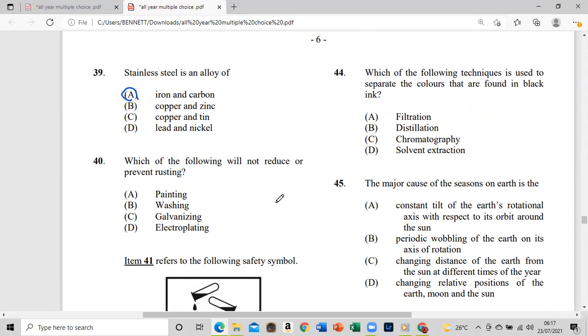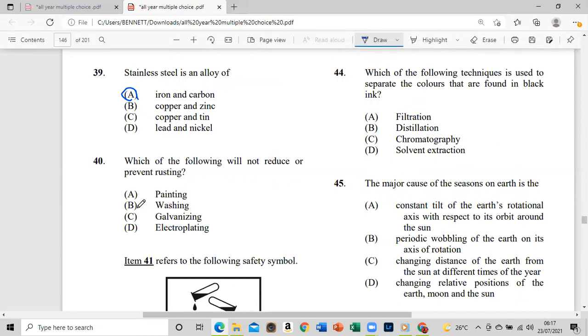Which of the following will not reduce or prevent rusting? Painting, washing, galvanizing, or electroplating? So 40, that is washing.